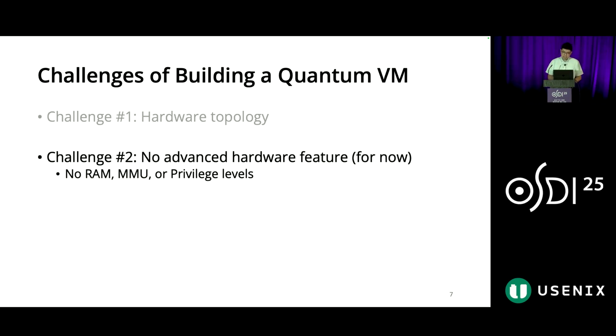Secondly, the quantum hardware is at a very early stage, and it has none of the advanced features that we system builders rely on, like RAM, privilege level control, or an MMU. This means that we need to build our quantum virtual machine system on a very primitive machine, with a bare metal structure.